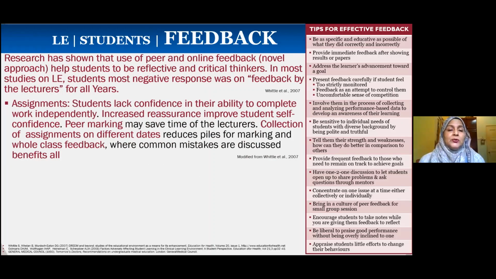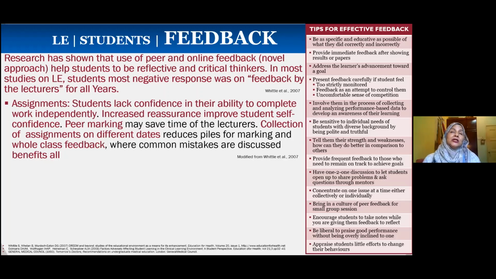Regarding assignments, students lack confidence in their ability to complete work independently. So they want feedback to be given when you have given the assignment. You have to mark it and give the feedback to the student. Increased reassurance improves students' self-confidence. Peer marking will save the lecturers' time. If you don't have the time, you can involve the peers, students marking other students, which will save your time. Collection of assignments on different dates can be done.